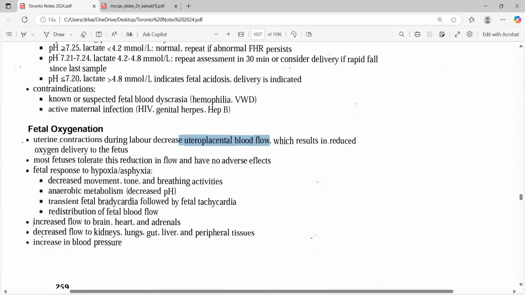So this can be asked: if there is an oxygenation problem, which are the organs that get increased blood flow, and which are the organs that get decreased blood flow. It's very important.